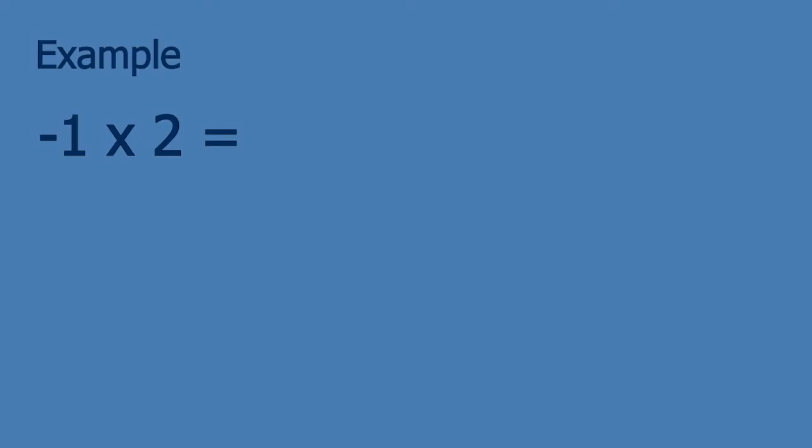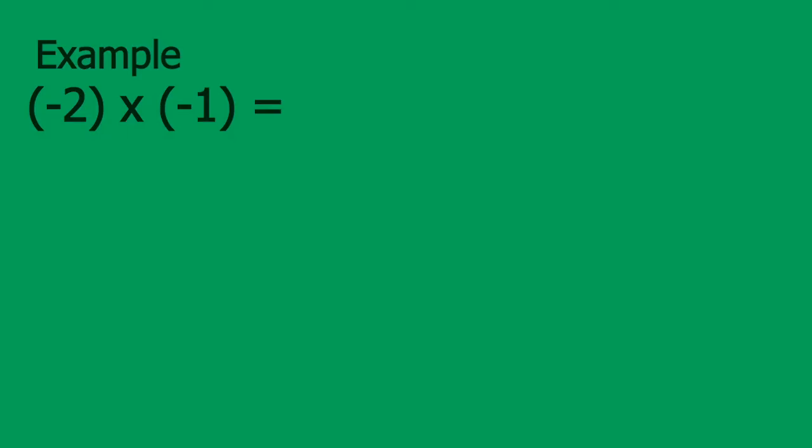Here we have -1 times 2. Well, the answer is fairly simple. It's -2. That's easy. What about this one? We have -2 times -1. Let's take a second to think about this. Got it? Cool. So basically, at this point, we have -2 times -1.